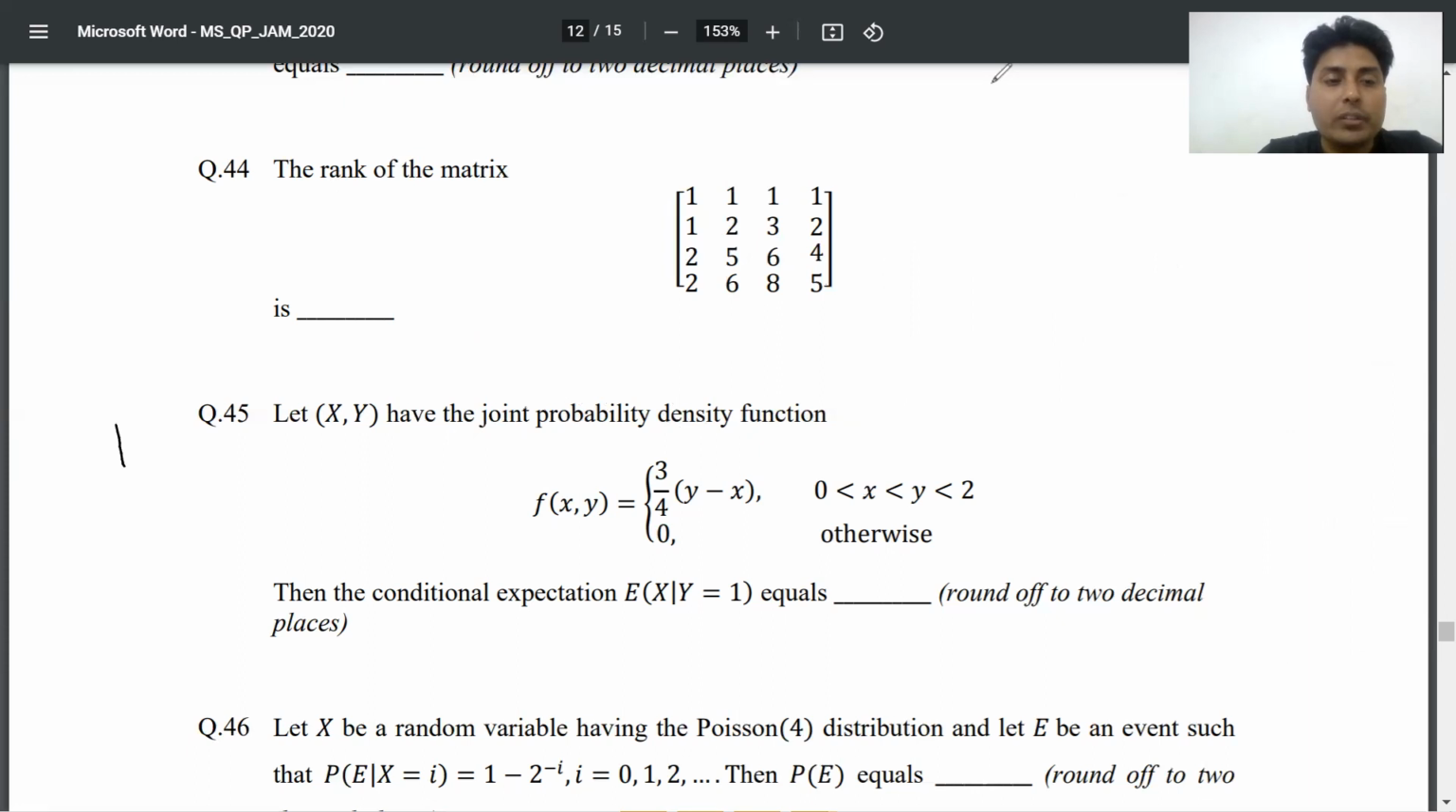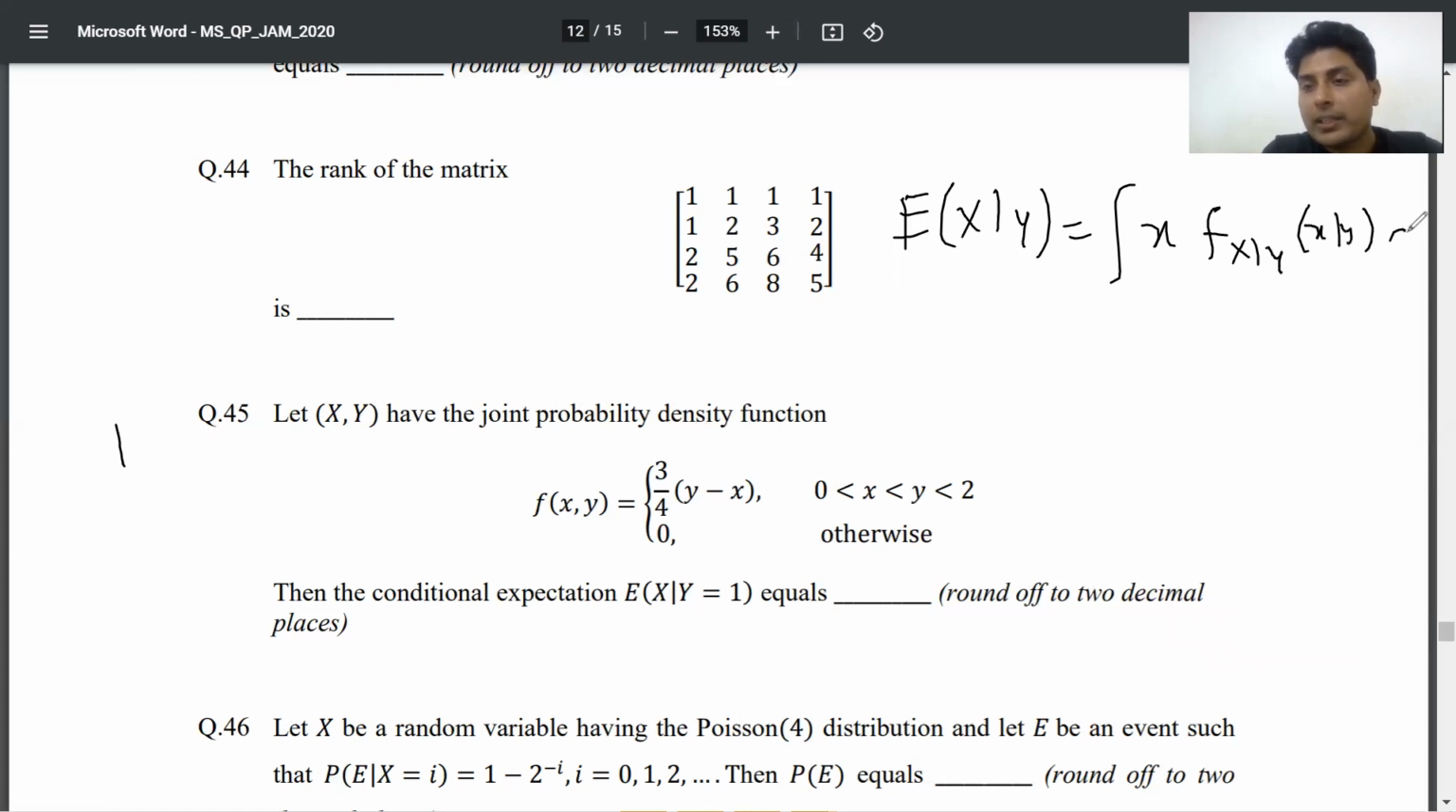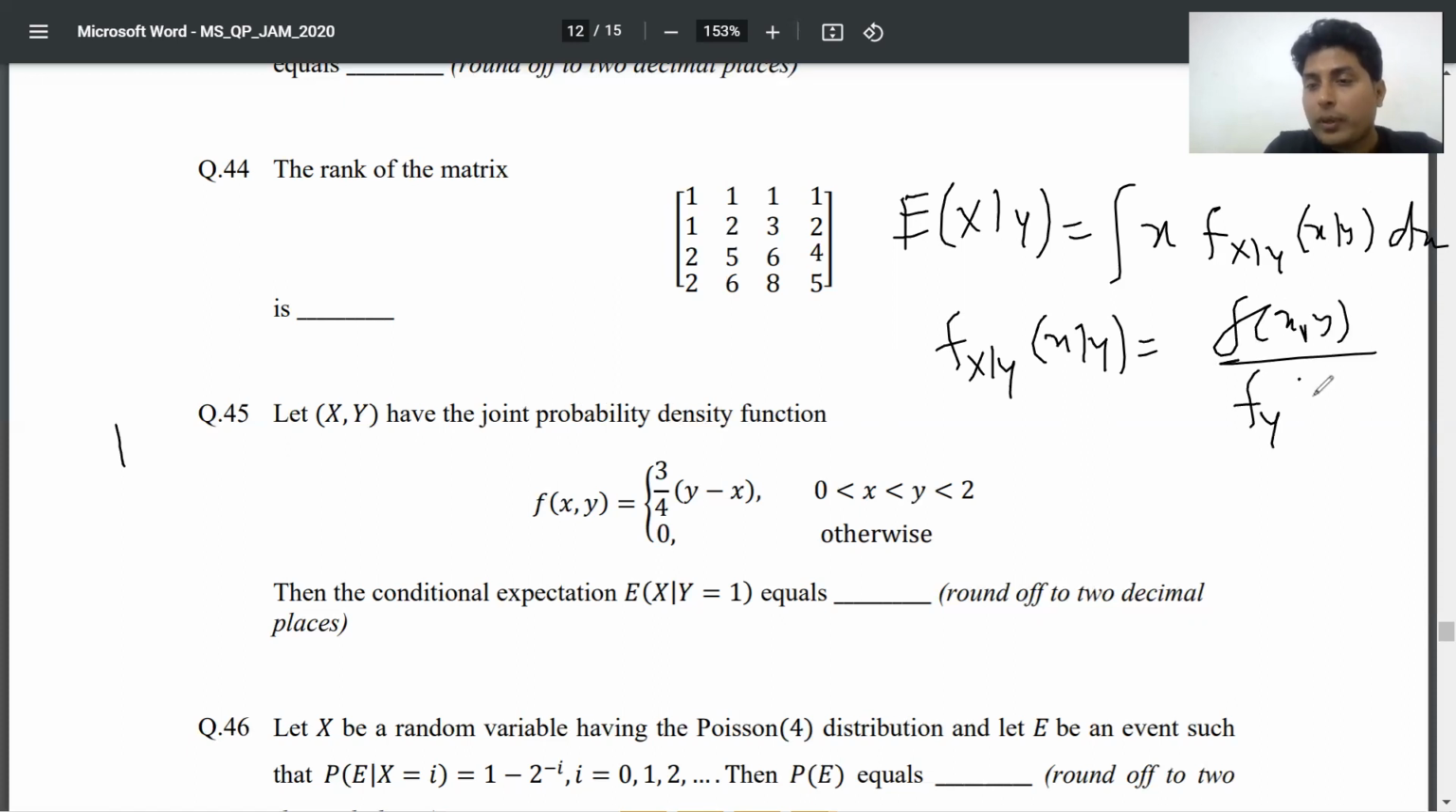So let's come to the next question, 45. So 45 is what? X and Y have the joint PDF as this. They want us to find the conditional expectation E of x given y is equal to 1. What is the formula of conditional expectation? E of x given y is the integral of x times f of x given y dx, whatever the limit of x is. For that you need f of x given y, and that is f of x comma y upon fy of y.